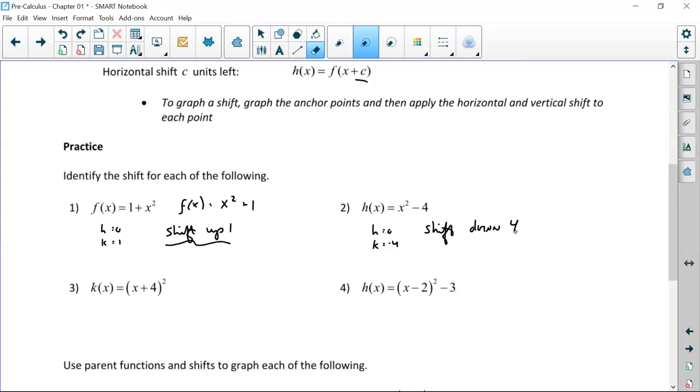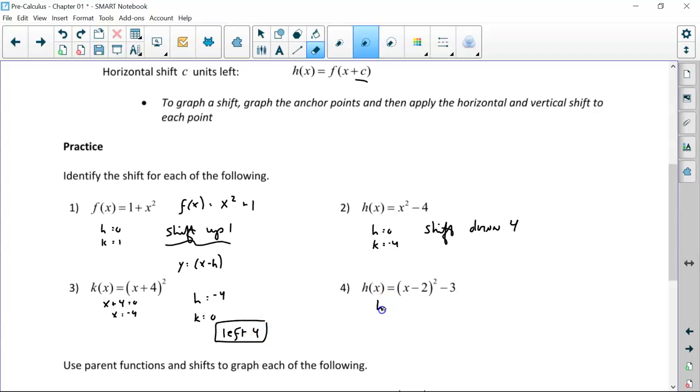For number 3, x plus 4 is in parentheses. So what we want to think about is setting x plus 4 equal to 0, x equals negative 4, and also it's y equals x minus h. So we're subtracting a negative 4. So that's why h is negative 4. We want to change the sign inside the grouping symbols, and k is 0. So we're going to the left 4 for that one.